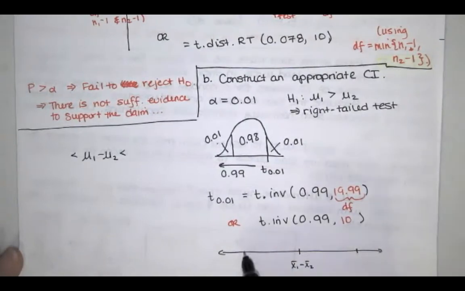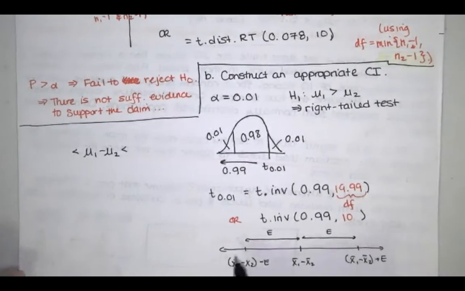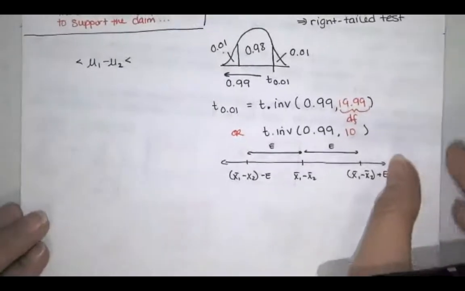And then we're going to add and subtract our margin of error. So I'm taking that x sub 1 bar minus x sub 2 bar in both cases. And here I'm subtracting the error. And here I'm adding the error. This is my lower limit for my confidence interval, and this is my upper limit for my confidence interval. And the error is given by this formula.